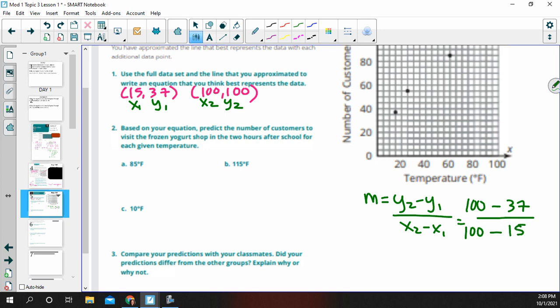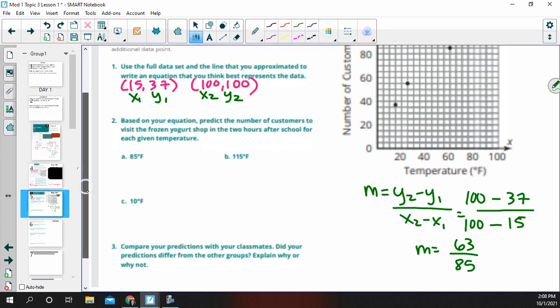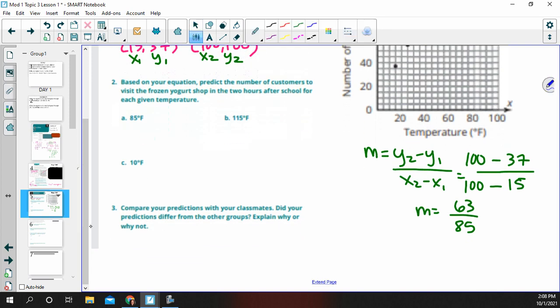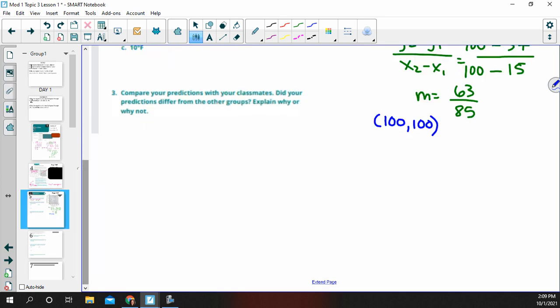Let me grab my calculator here. When I'm typing them in, I type them in separately. I don't try to type it all in at once. So I'm doing 100 minus 37 to get 63 on top, and 100 minus 15 to get 85 on the bottom. So there is my really ugly slope. And then I'm going to choose one of those points. I'm going to choose 100, 100, and I'm going to find my y equals mx plus b equation. So x, y, I'm plugging into this equation this time. My y is 100. My slope is 63 over 85. My x is 100.